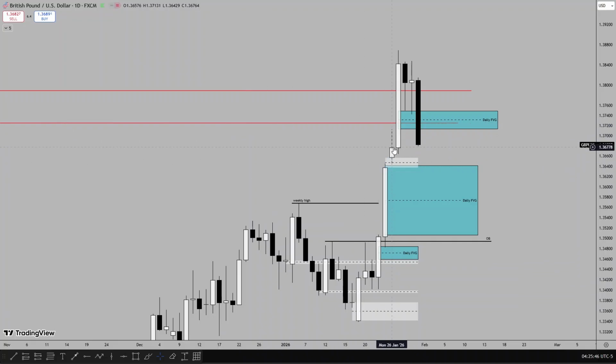On Monday, price traded higher. Tuesday did the run on the buy side liquidity, both liquidities. Wednesday, retracement, staying within the range of Tuesday's range. Thursday, price the retracement to the daily fair value gap. Friday, traded through the daily fair value gap.